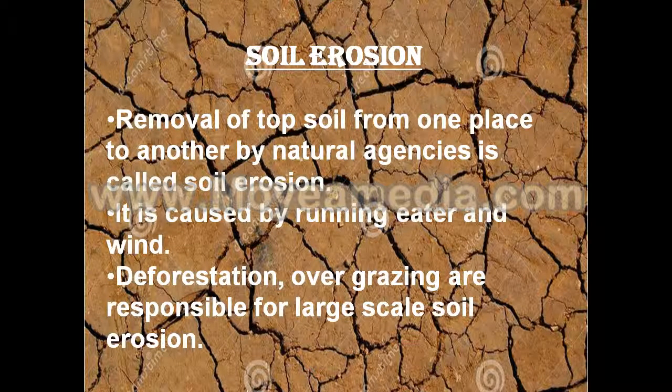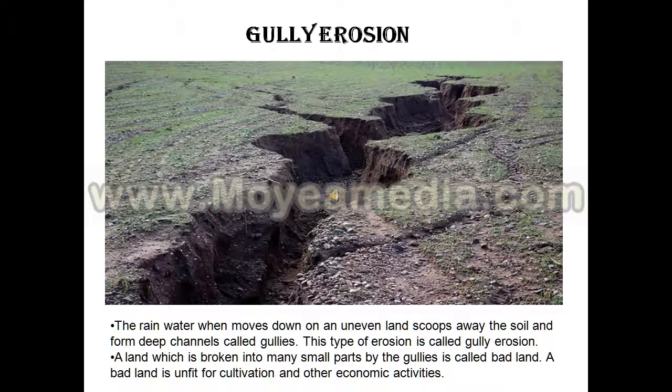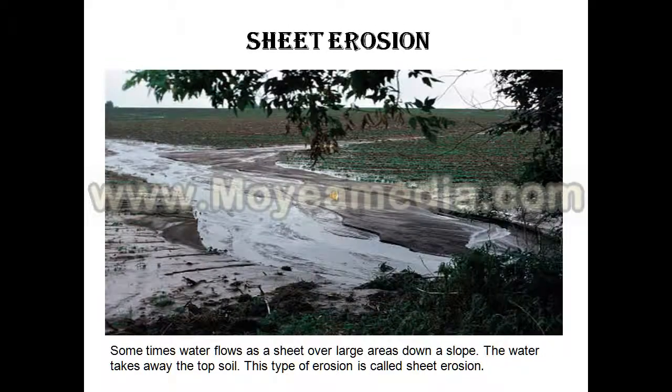Removal of topsoil from one place to another by natural agencies is called soil erosion. The rainwater, when it moves down on uneven land, scoops away this soil and forms deep channels. Sometimes water flows as a sheet over large areas. Down a slope, the water takes away the topsoil. This type of erosion is called sheet erosion.